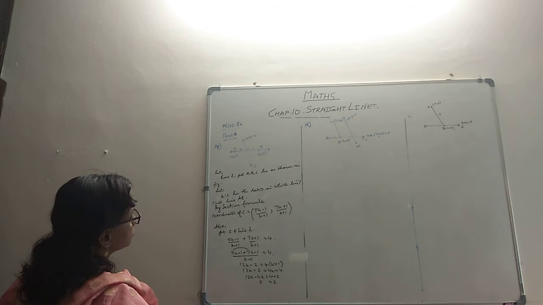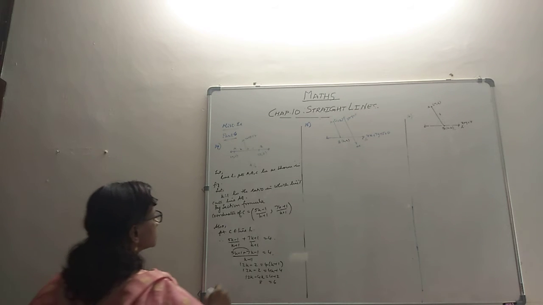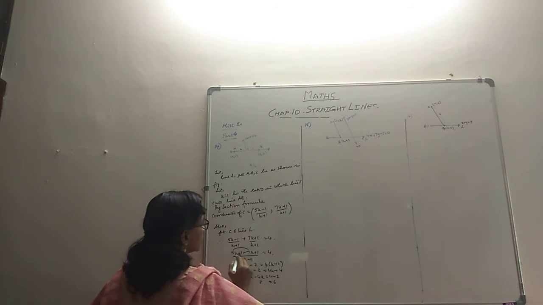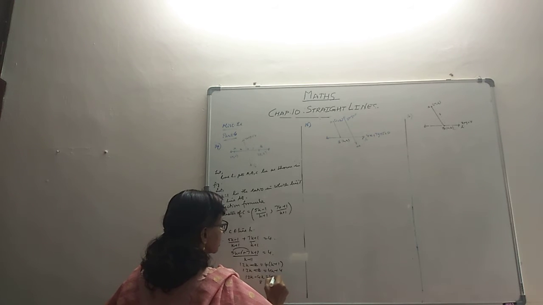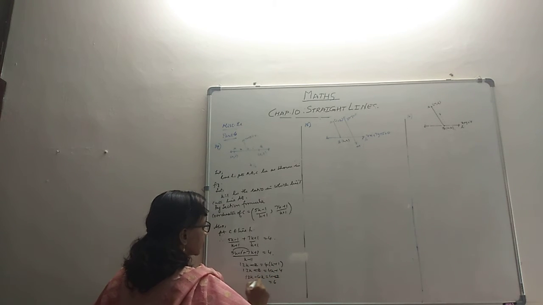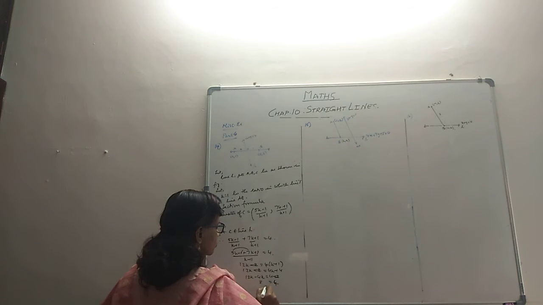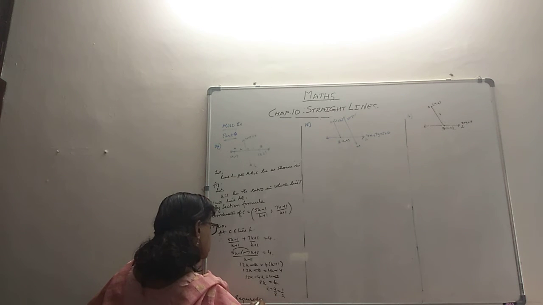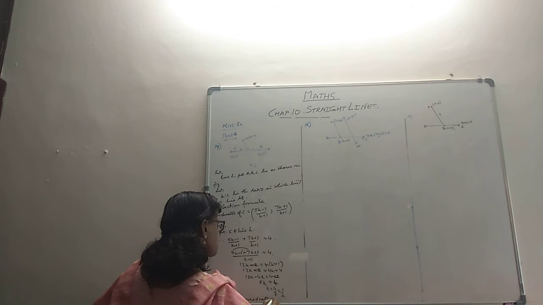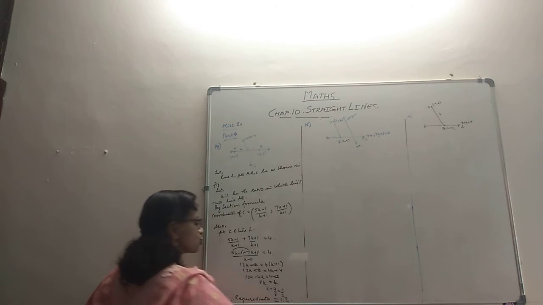Let me check. Yeah, this is plus 1. Suddenly how did it become minus 1? Yeah, it was plus 1. So that gets cancelled. So we have 12k minus 4k, and this 4 is there, it doesn't become plus, just 4. So 8k is 4, k becomes 4 by 8, which is half. So therefore the required ratio is k is to 1, which means half is to 1, which is 1 is to 2.